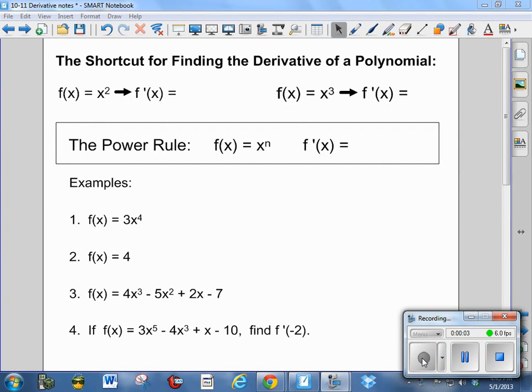This is part 5 of the derivative notes. This is about the power rule, the shortcut for finding the derivative of a polynomial.